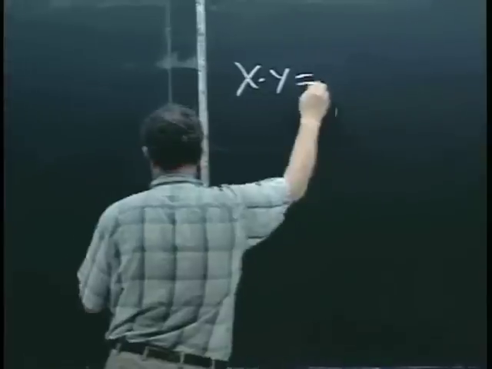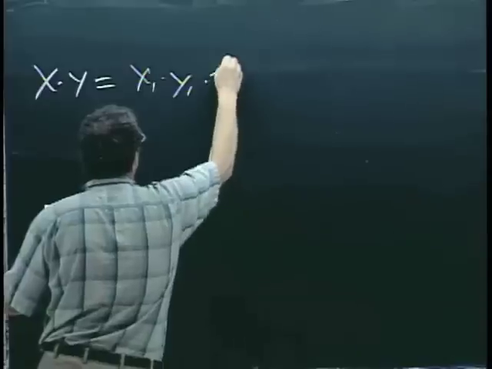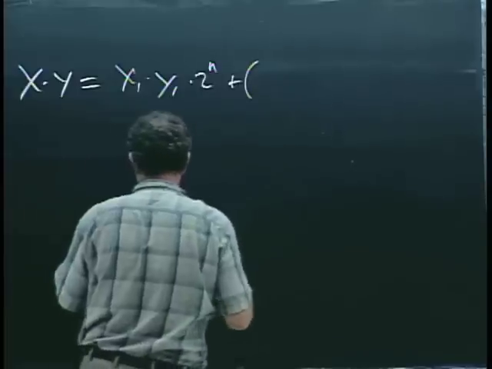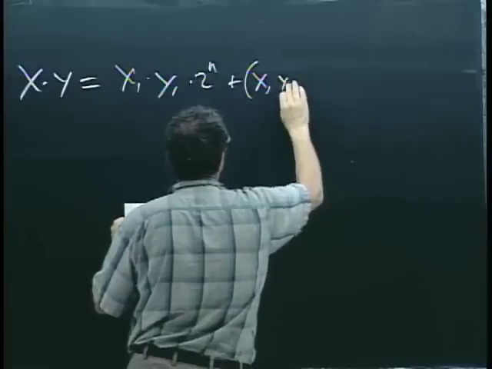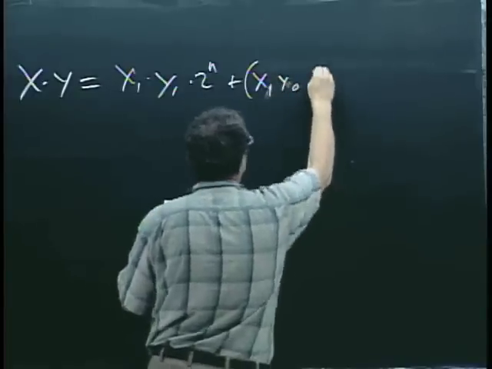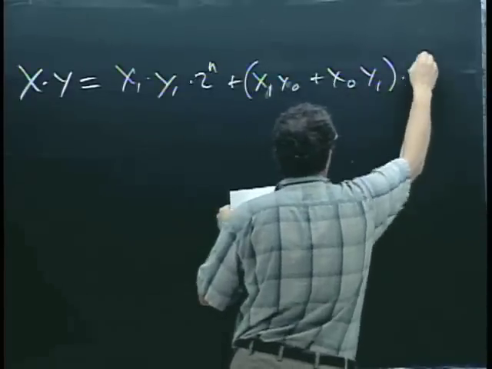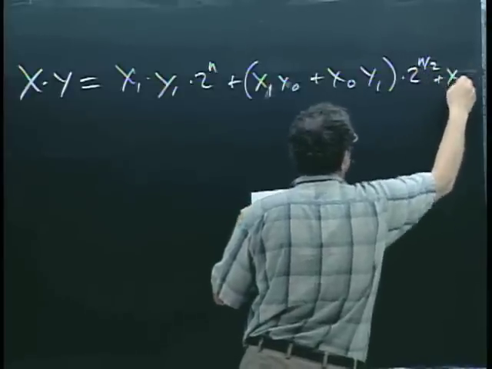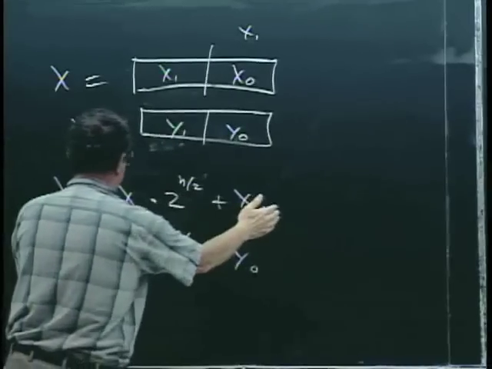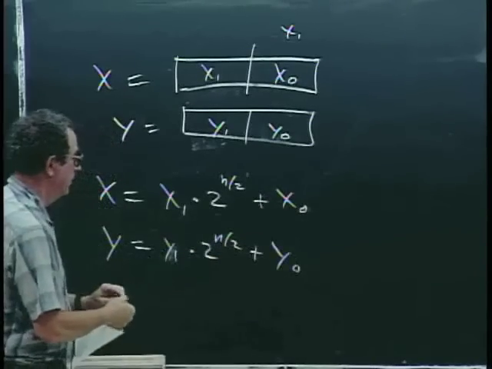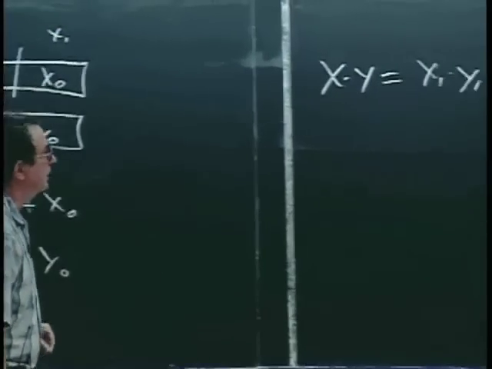X times y is equal to x1 times y1 times 2 to the n plus, now you'll see why I put these in parentheses in a minute, x1 y0 plus x0 y1 times 2 to the n over 2 plus x0 y0. All I've done here is multiplied. I'm just multiplying x by y, thinking of x in this form and y in that form, and then doing the particular cross terms.